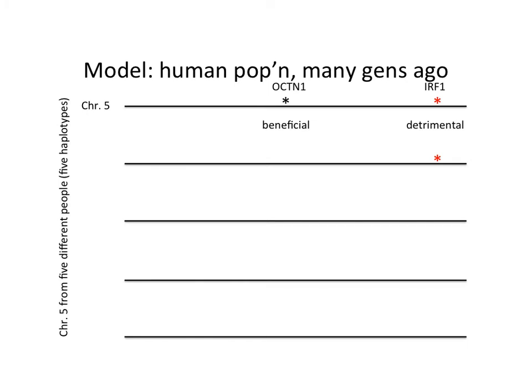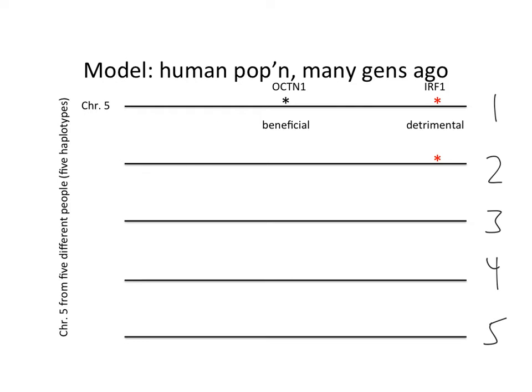So think about the human population many generations ago. Here are 5 different chromosomes from 5 different individuals. I'm just going to try to model the human population with 5 different individuals. Which is the best chromosome you could have on this slide? If you number them from the top 1 through 5, which is the best chromosome? Which one would you pick if you were genetically engineering yourself? 3? Or 4 or 5? Yeah, 3, 4, 5. Why? Because they don't have the detrimental allele.